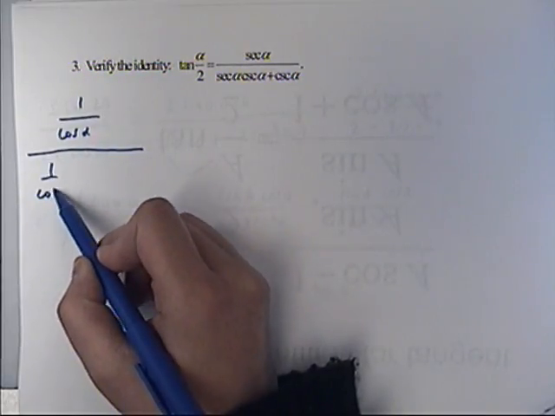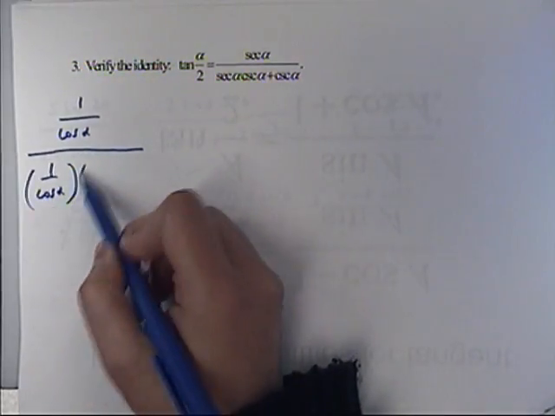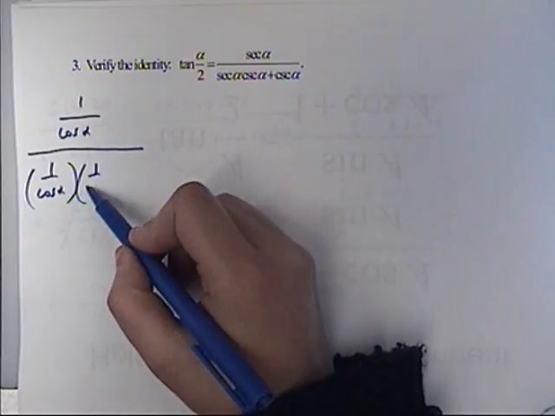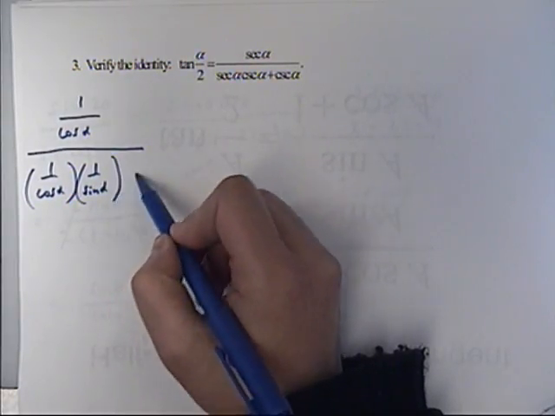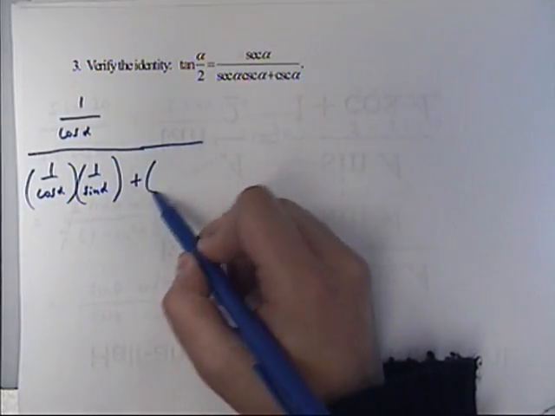Secant is 1 over cosine. Cosecant is 1 over sine.